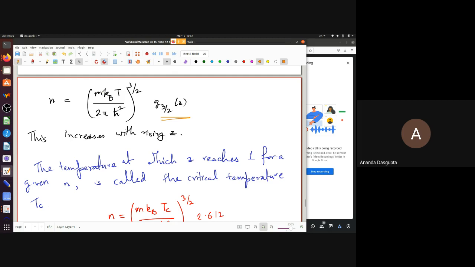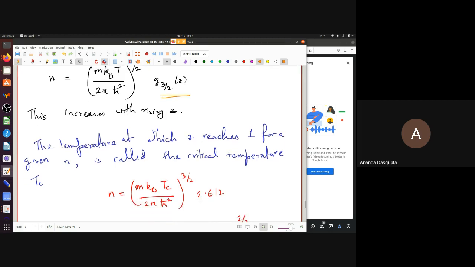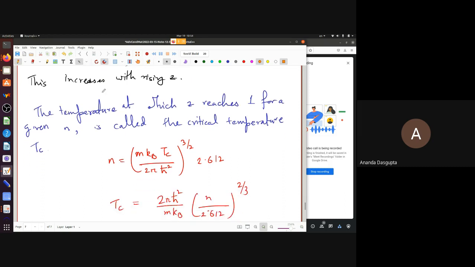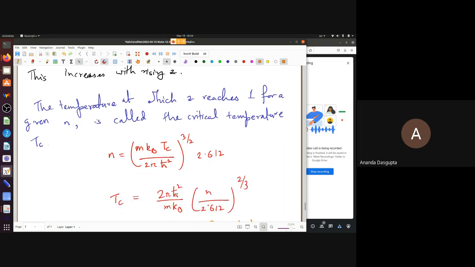Now, if you keep on lowering the temperature, you will reach Tc, this particular temperature, this formula that we have here. At that temperature, N will still be equal to the value given by this formula, but g3/2(z) will take its largest possible value, which is 2.612.